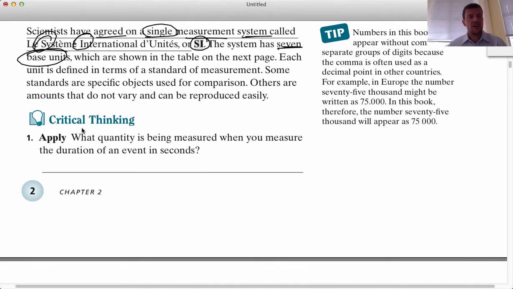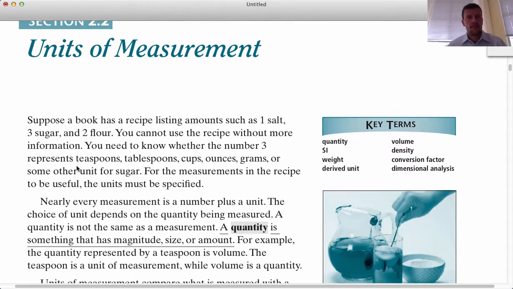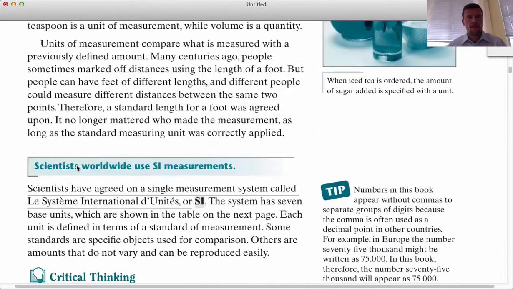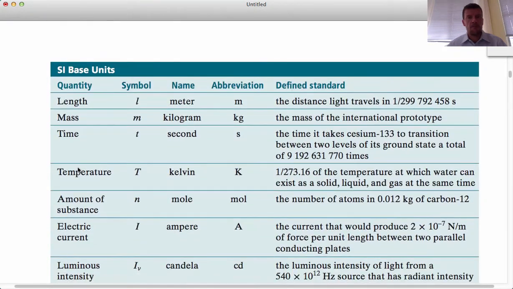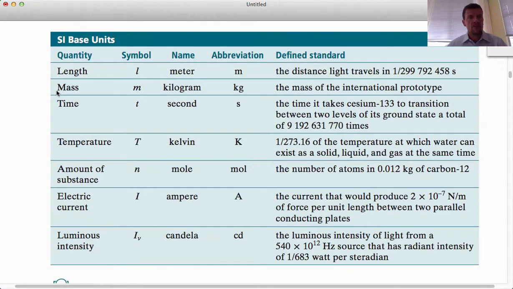Let's look at them. And before we do, you can answer that critical thinking question right there. All right, the base units are for the different quantities. You'll see the quantities here in the first column, and then the symbol associated with that particular quantity, the name of the SI unit, the abbreviation, and then how it is defined or how it is standardized.